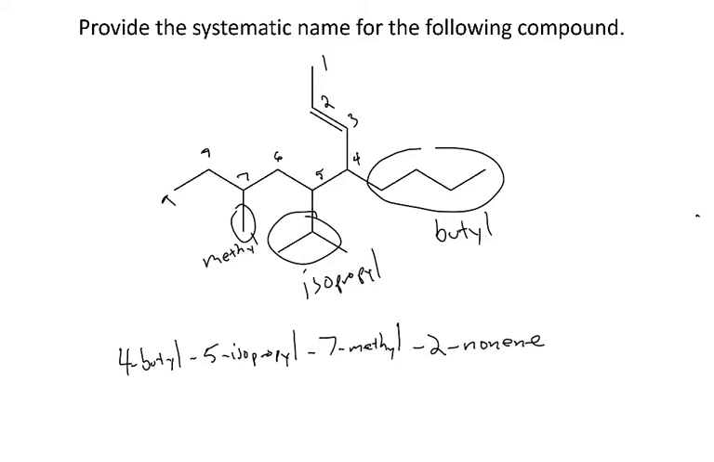All right, and then the other thing we need to check and see is if we have E and Z isomerism. And in this case, I think we do. The highest priority groups are here. Let's go ahead and circle that. So I have one here and here, compared to the H's. So the higher priority groups are across from each other on the double bond. And so then this is going to be E-4-butyl-5-isopropyl-7-methyl-2-nonene.